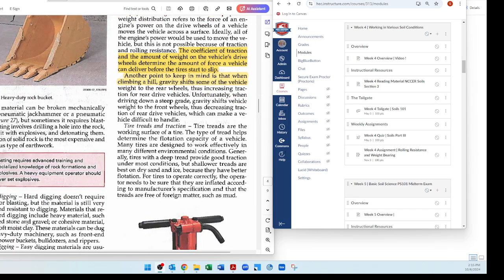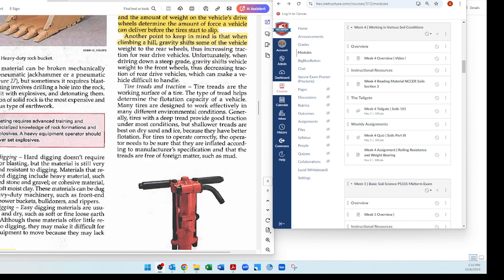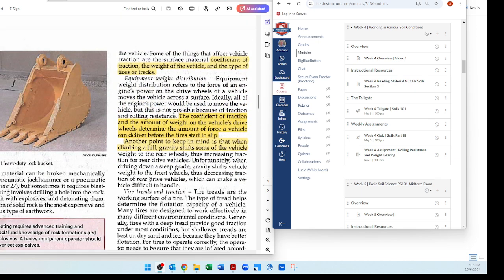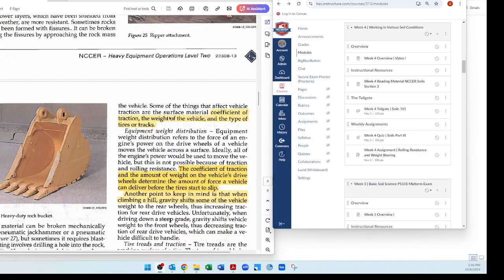Hard digging doesn't require drilling and blasting, but some easy digging materials. You can read these things. I don't think they throw this in here and they don't talk much about it, but I want to bring it up. By the way, you will need to reread this. I'm sure you figured that out by now because it kind of bounces around. It just throws this in here. Equipment weight distribution. Equipment weight distribution refers to the force of an engine's power on the drive wheels. Torque.